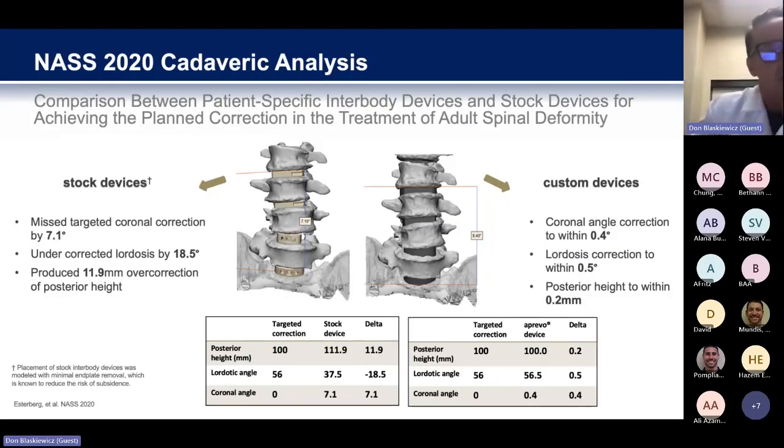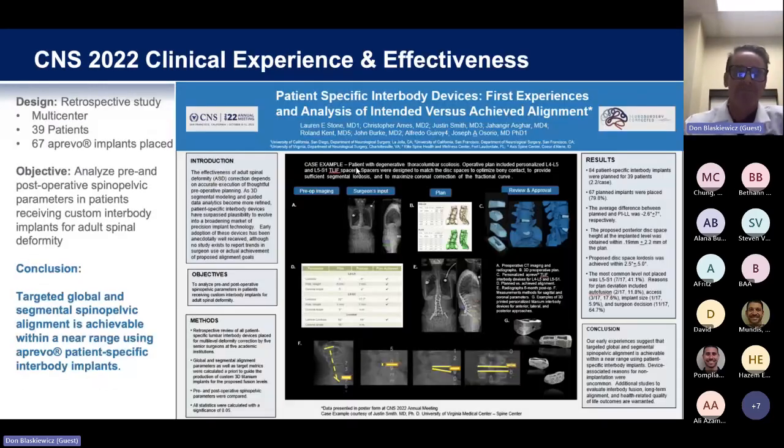And so this was a cadaveric analysis comparing patient-specific interbody devices to stock devices for achieving the planned correction in the treatment of adult spinal deformity. With this, using stock devices missed target coronal correction by 7.1%, under-corrected lordosis by 18.5%, and produced 11.9 millimeters of overcorrection in posterior height. Whereas with custom devices, coronal angle correction was within 0.4 degrees, lordosis correction was within 0.5 degrees, and posterior height within 0.2 millimeters.